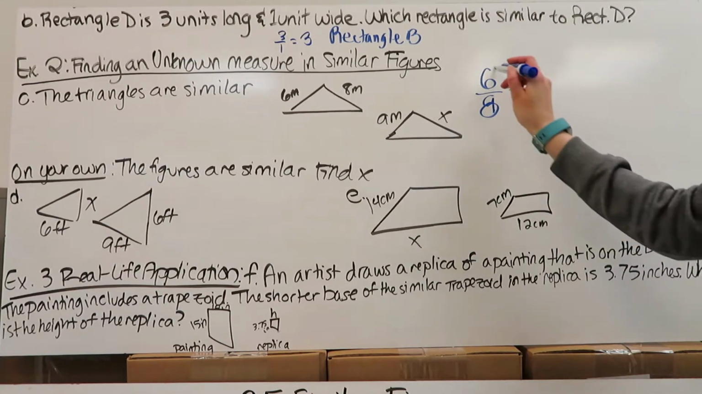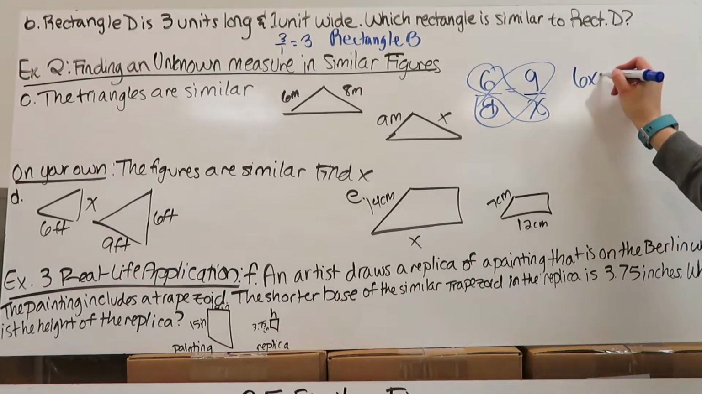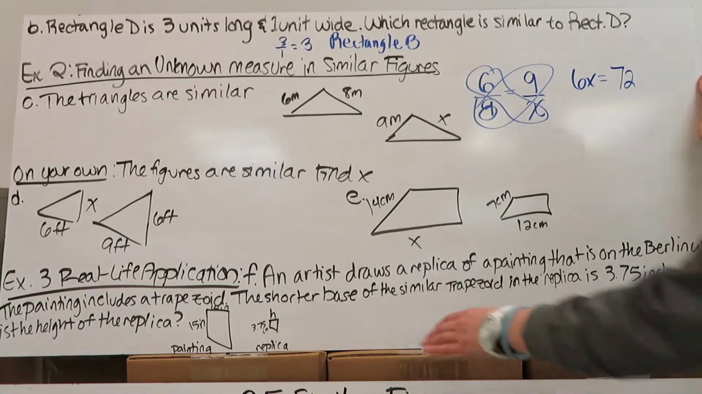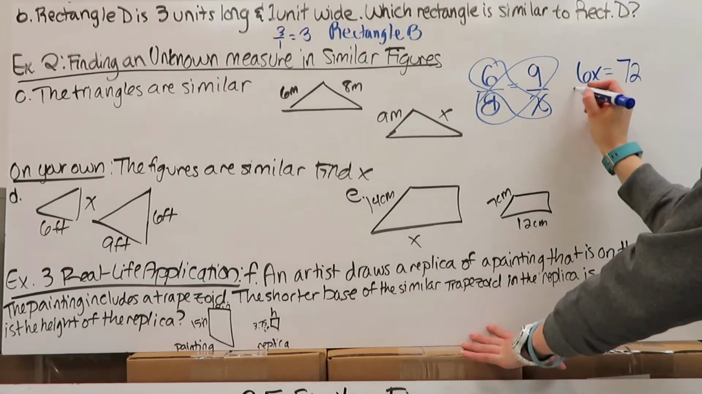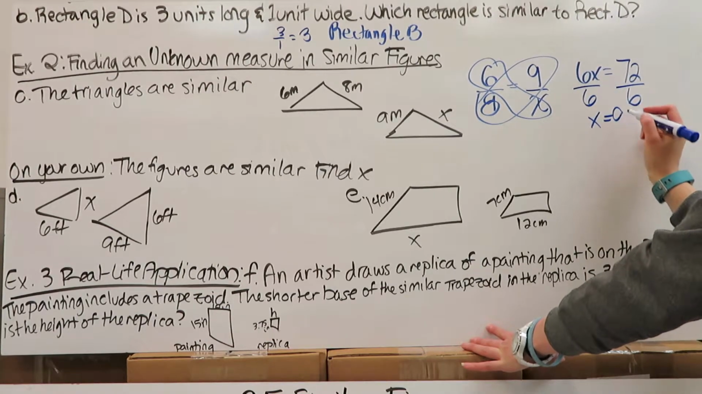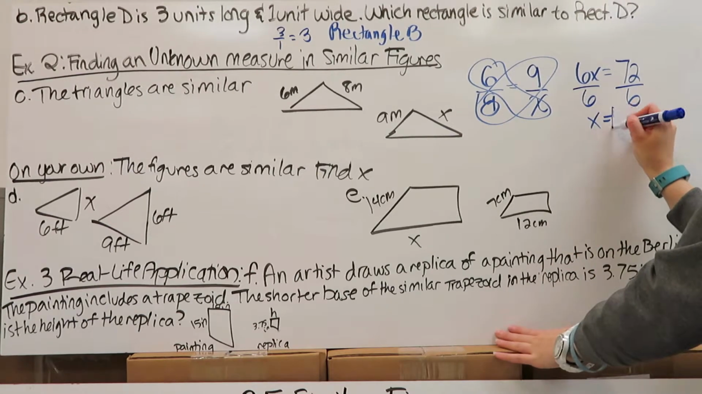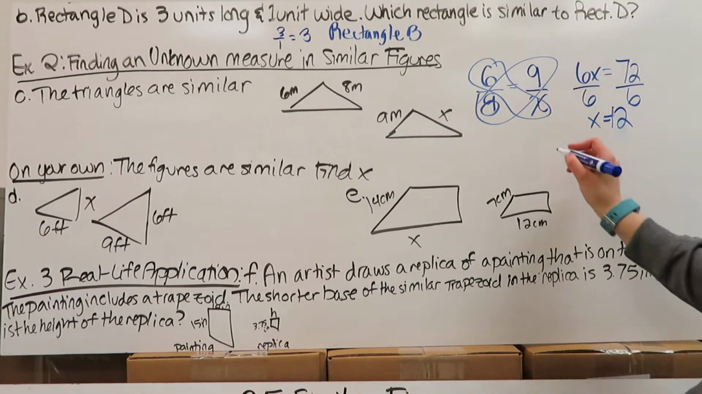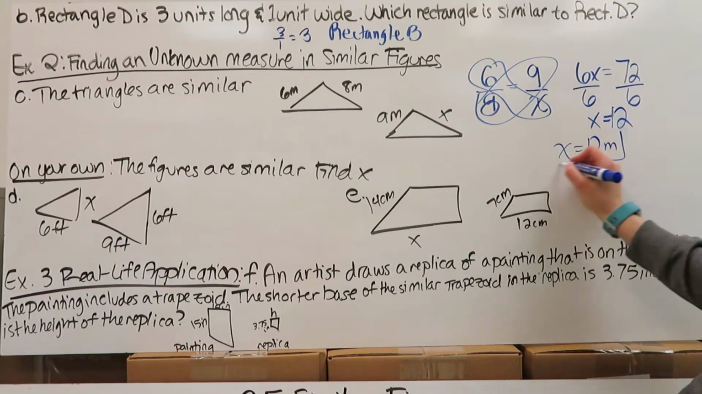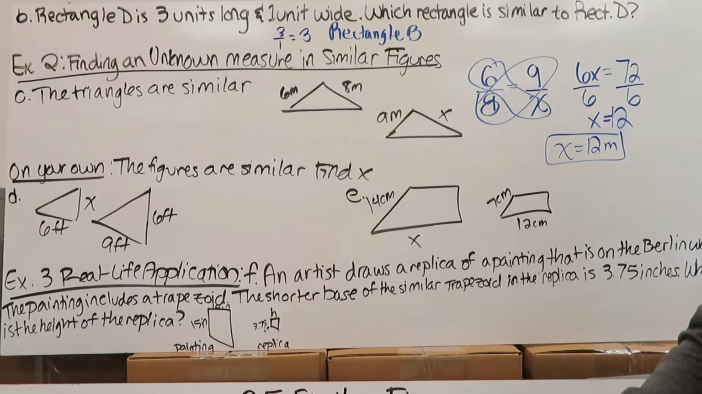Now I'm going to go ahead and do cross multiplication. I'm left with 6x equals 72. I'm going to divide both sides by 6. I get x equals, whoops, not 9. X equals 12. So x equals 12 meters. All right, on your own, go ahead and try it, then come back and check it.